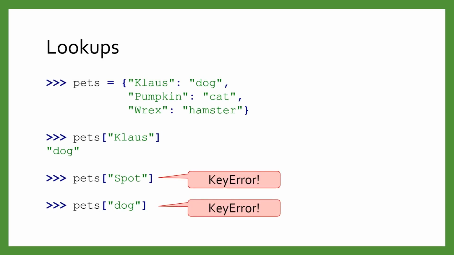When we perform a dictionary access, we give a key, and the dictionary access expression is replaced with a corresponding value. If the key is not in the dictionary, a key error is raised. A common mistake is to use a value instead of a key, which will also cause a key error.